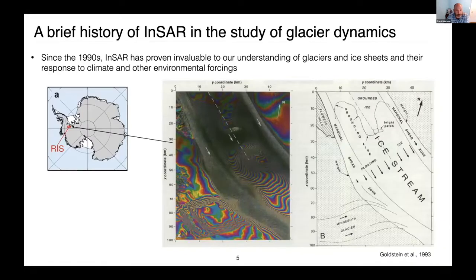So, a brief history on this, just because I think this kind of thing is fun. Since the 1990s, InSAR has proven to be an invaluable tool in understanding glaciers and ice sheets, and how they respond to climate change and other environmental forcings. So I put this historic piece of literature here on the portal. I'm sure that Paul remembers this. I think he's old enough to remember that. This is from a paper by Goldstein and others published in 1993 in Science, and I do believe this is one of the first interferograms published in the literature. Certainly, I believe it's one of the first interferograms of glacier flow in the literature.